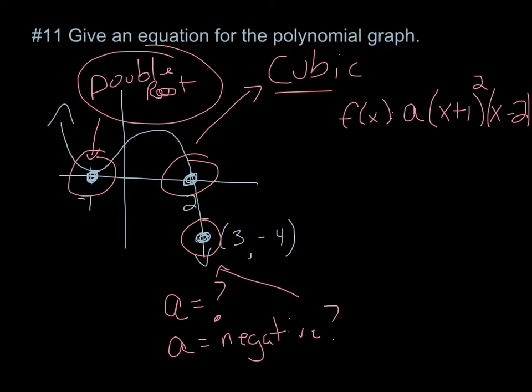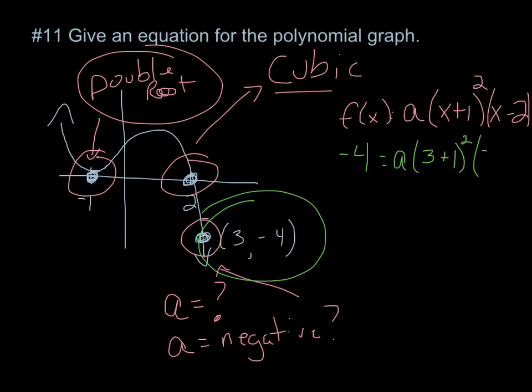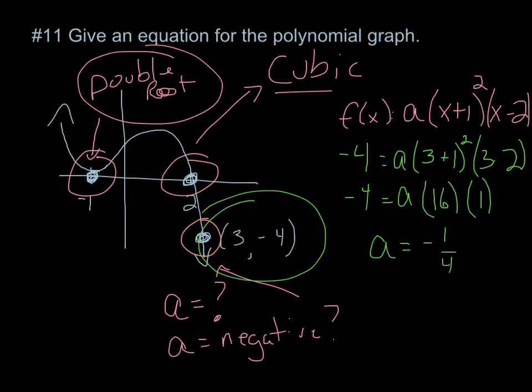Okay, now we got to find the value of A. So use that extra point that I gave you right here. 3, -4. Plug in -4 for y. We don't know A. Put 3 in for x. 3 plus 1 squared times 3 minus 2. Sweet. All right, -4 equals A times 3 plus 1 is 4. Squared is 16. 3 minus 2. Well, that's just 1. So divide by 16, A is -1/4. Hey, and we said A would be negative.